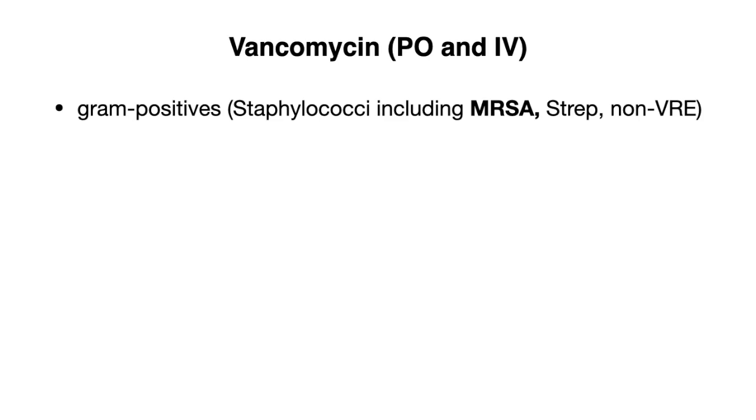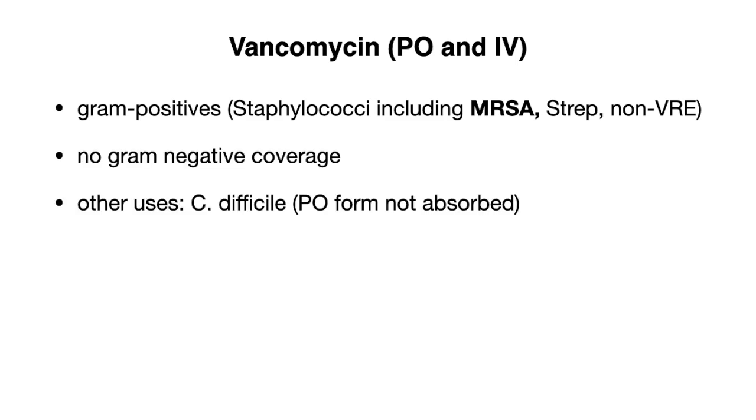I want you to think of vancomycin as your gram-positive agent because it covers staph, including MRSA, strep, and non-VRE or non-vancomycin-resistant enterococci. It has virtually no gram-negative coverage. Vancomycin is also used to treat C. difficile, and the preferred route is the oral route of vancomycin because it is not absorbed through the intestinal wall.